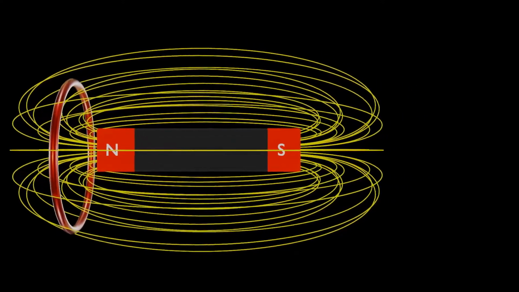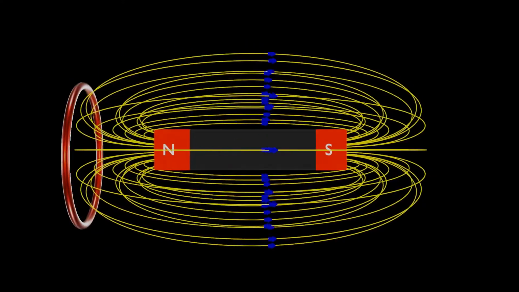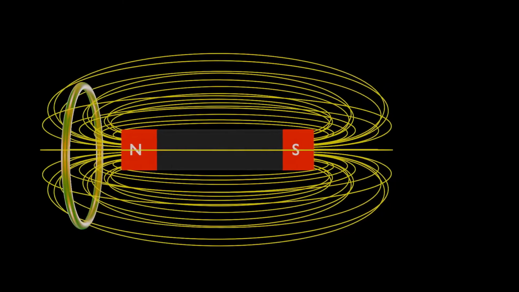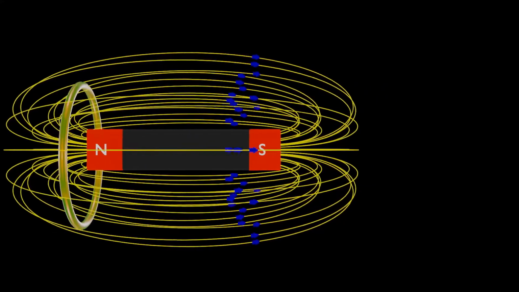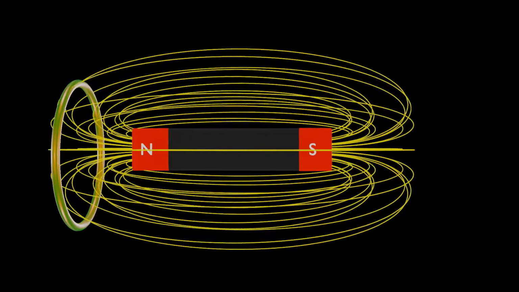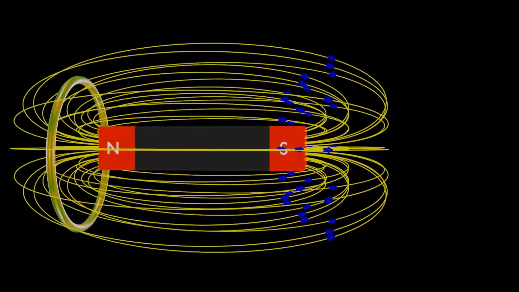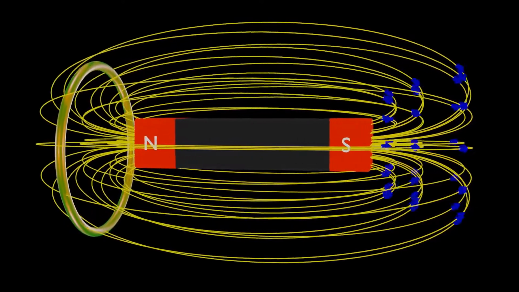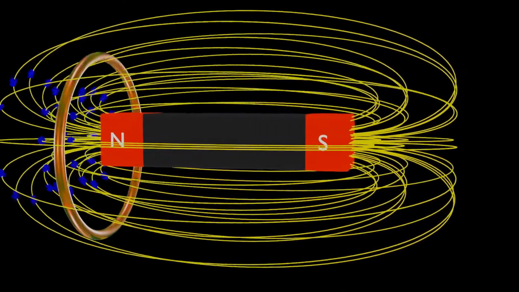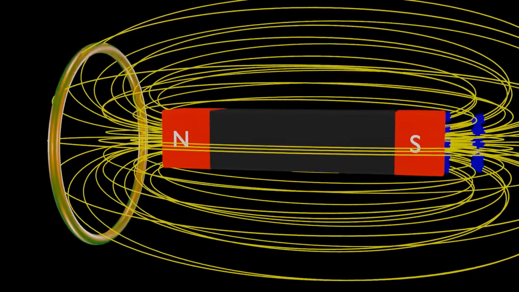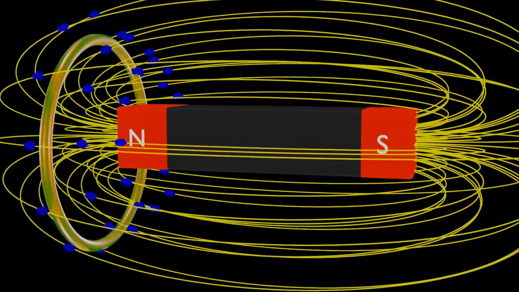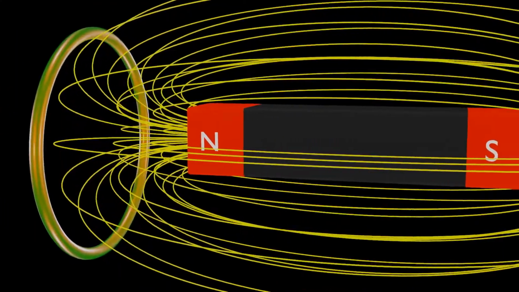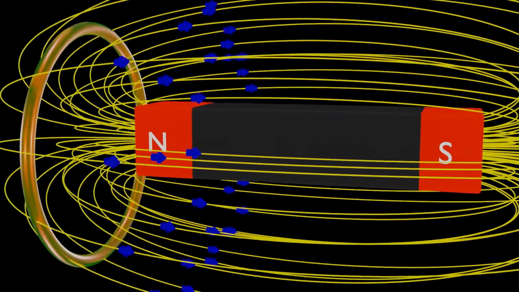Now, as the number of magnetic field lines passing through the cross-section of the coil changes, resulting in a change in the magnetic flux, the charge carriers in the wire materials are accelerated, thus forming an electric current. This phenomenon is called electromagnetic induction. But the question is, in which direction does this current flow?